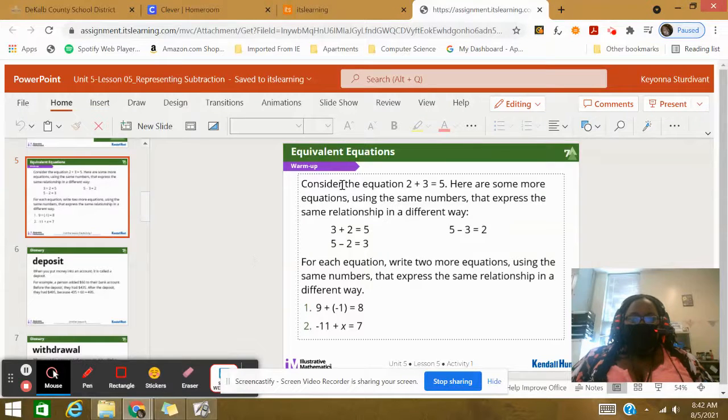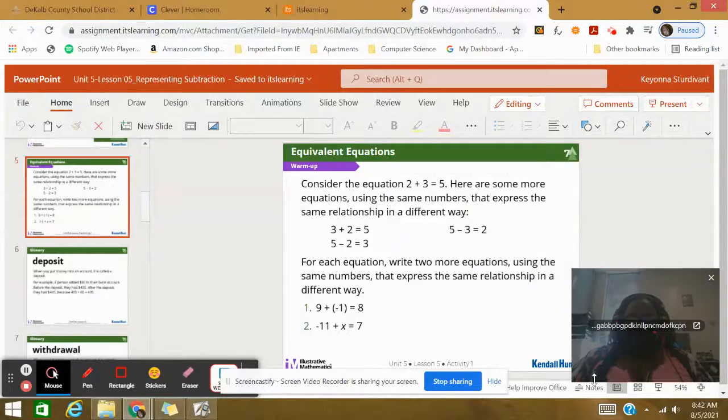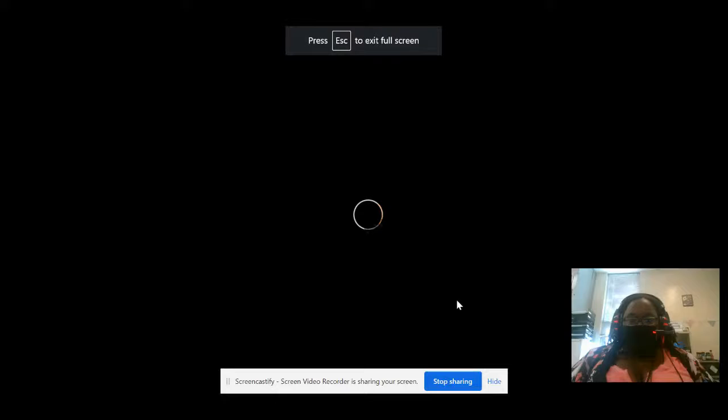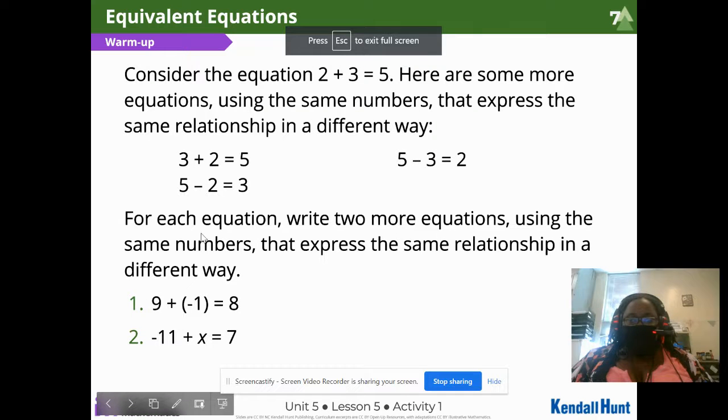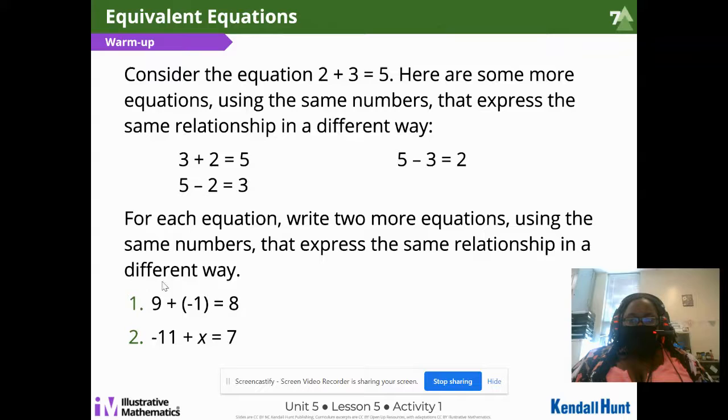lesson 5. It says consider this equation. We have 2 plus 3 is equal to 5. Here are some more equations using the same numbers that express the same relationship in a different way. So we have 3 plus 2 equal 5. We have 5 minus 2 equal 3. And then we have 5 minus 3 equal 2. For each equation, they're asking you to go ahead and write two more equations using the same numbers that express the same relationship.